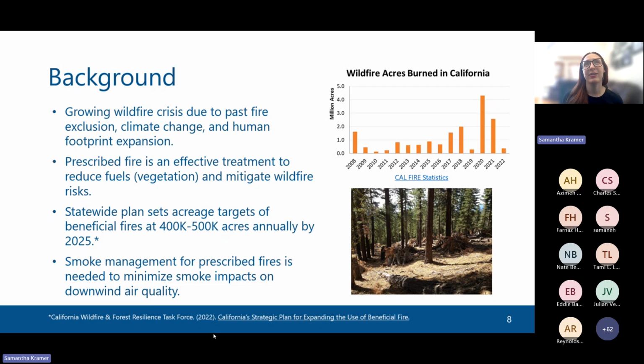And if you think about what areas are priorities, they are close to communities, right? We are trying our best to protect these wildland-urban interface areas where there's vegetation close to communities, but that also puts smoke close to communities. So we really need to at least have some protocol to estimate or evaluate how big our impacts are going to be from a prescribed fire.